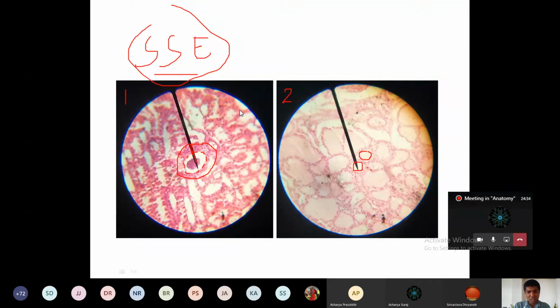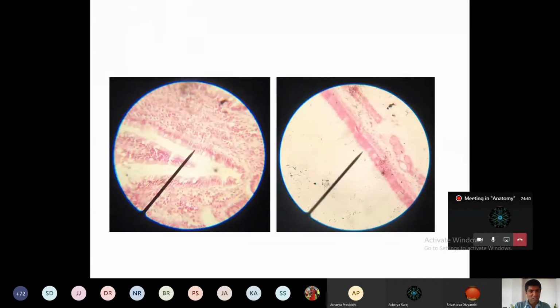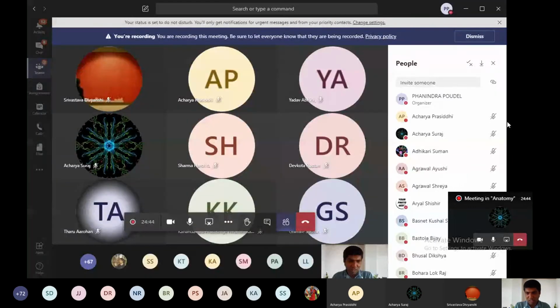I'm again guiding you the same thing which we have guided you before in the histology classes. Now, first come to the identification of the other slide.